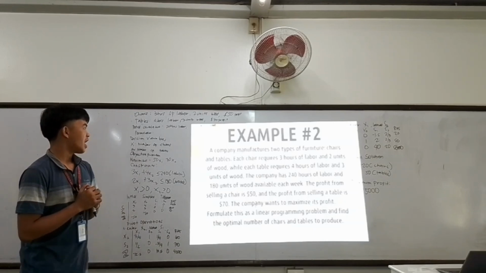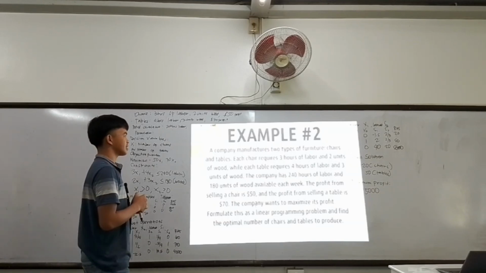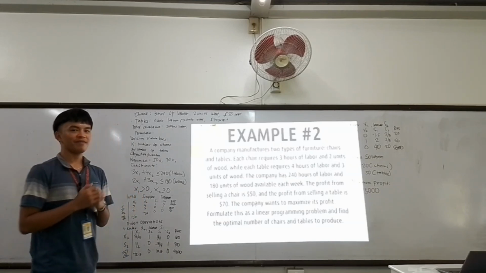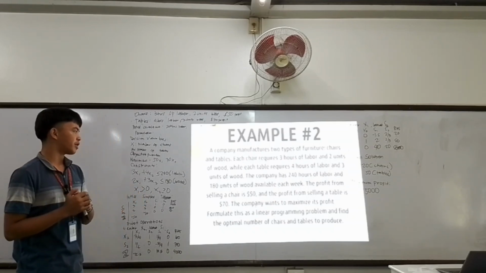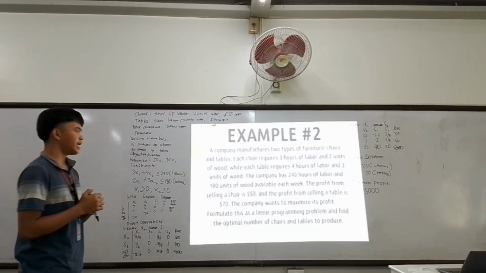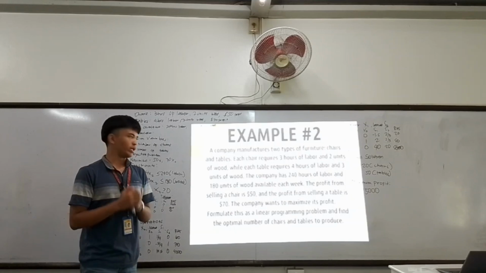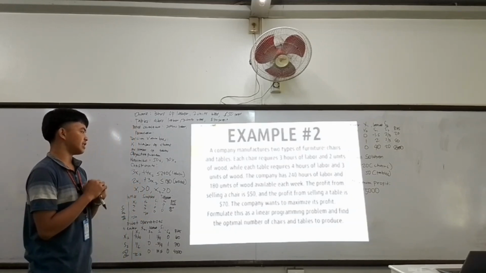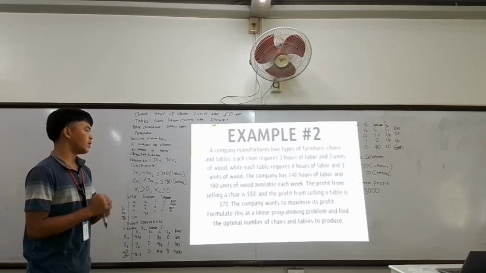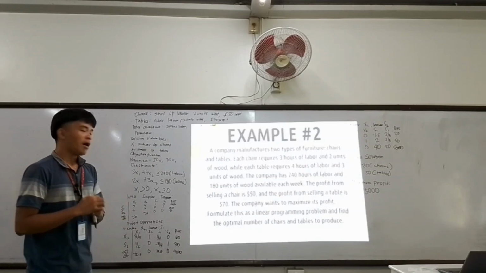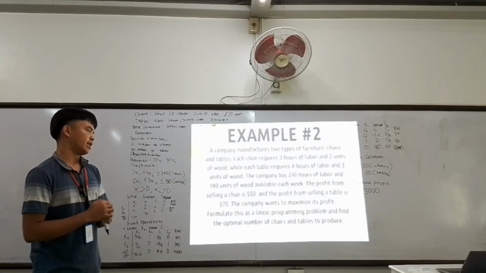So for example number 2, a company manufactures two types of furniture, chairs and tables. Each chair requires 3 hours of labor and 2 units of wood, while each table requires 4 hours of labor and 3 units of wood. The company has 240 hours of labor and 180 units of wood available each week. The profit from selling a chair is $50 and from selling a table is $70. The company wants to maximize its profit. Formulate this as a linear programming problem and find the optimal number of chairs and tables to produce.